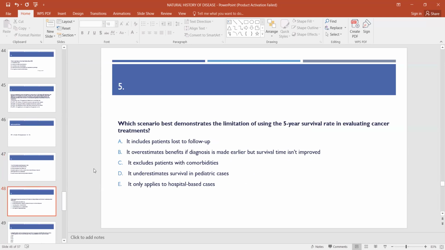MCQ number 5. Which scenario best demonstrates the limitation of using the 5-year survival rate in evaluating cancer treatment? A, it includes patients lost to follow-up. B, it overestimates benefit if diagnosis is made earlier but survival time is not improved. C, it includes patients with comorbidities. D, it underestimates survival in pediatric cases. E, it only applies to hospital-based cases.